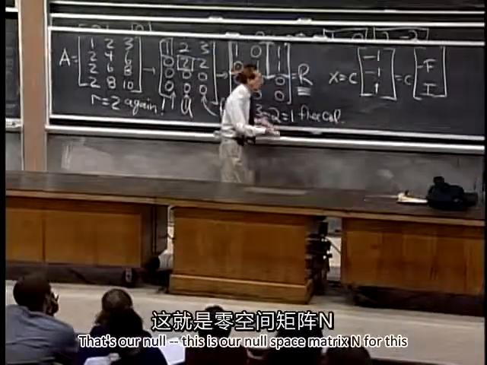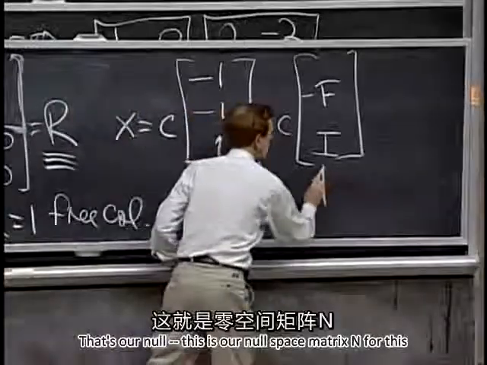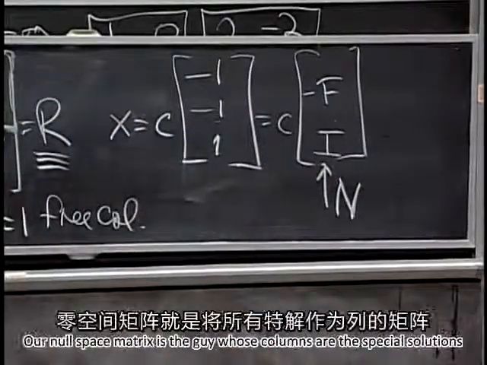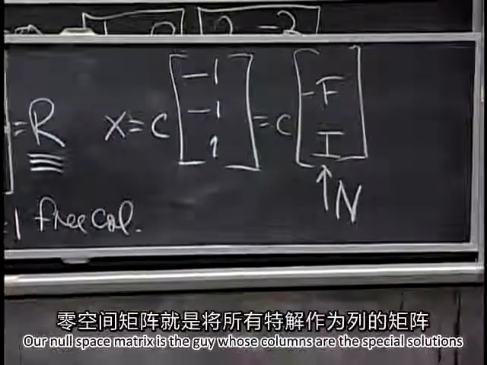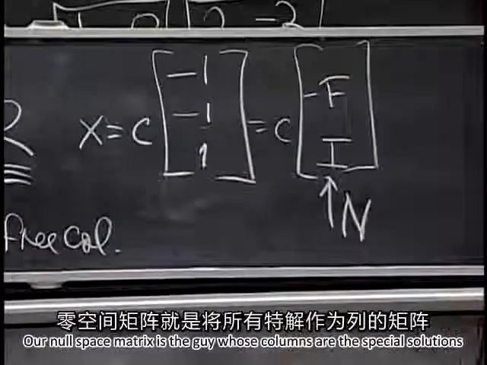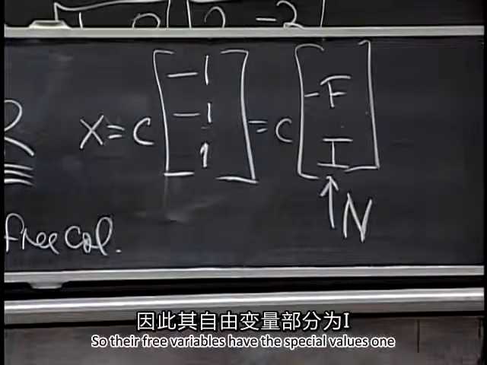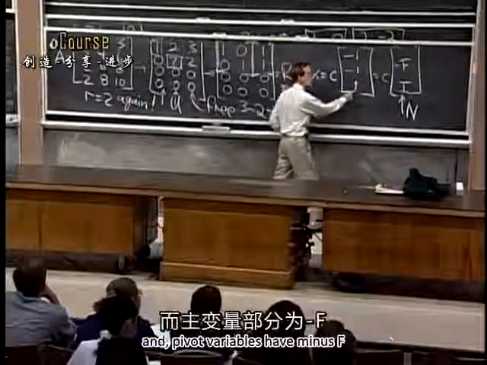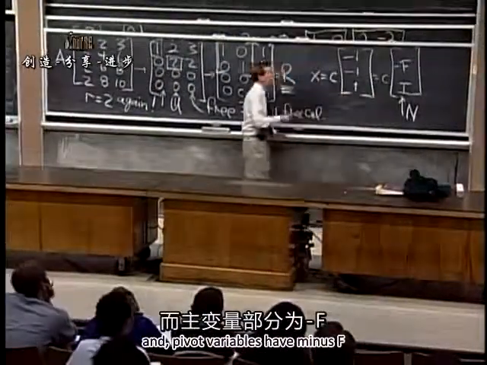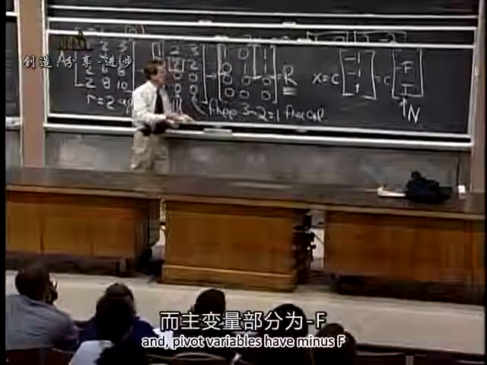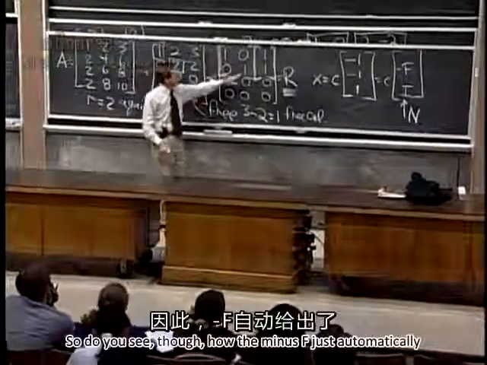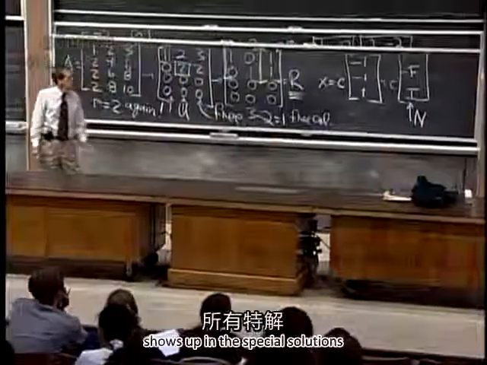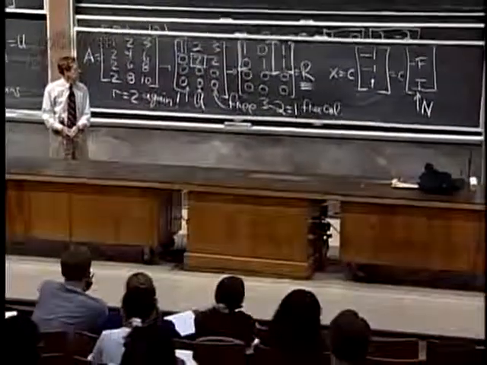That's our null space. This is our null space matrix N for this. Our null space matrix is the one whose columns are the special solutions. So their free variables have these special values 1, and the pivot variables have minus F. So do you see how the minus F just automatically shows up in the special solutions?